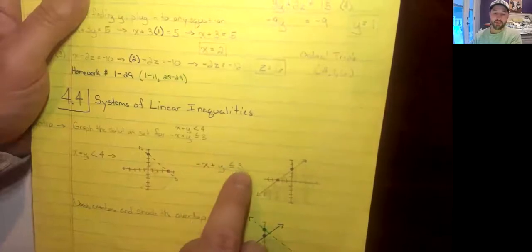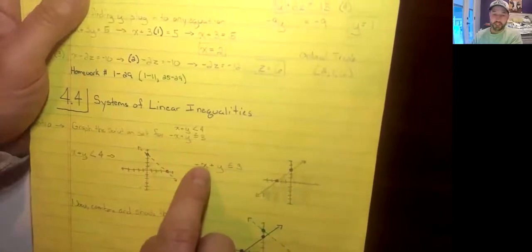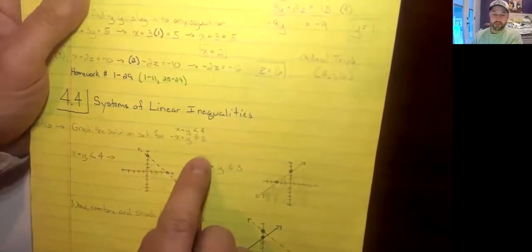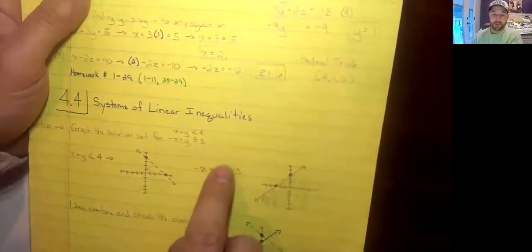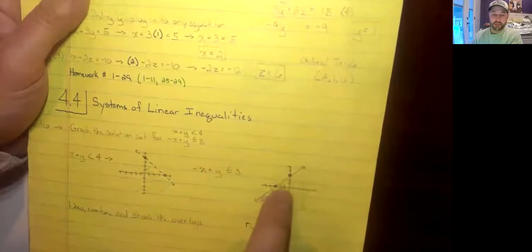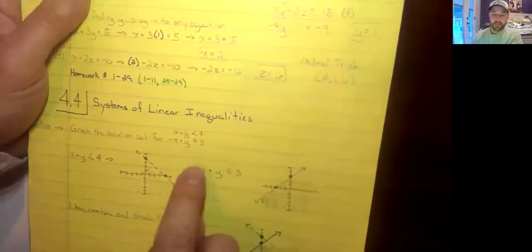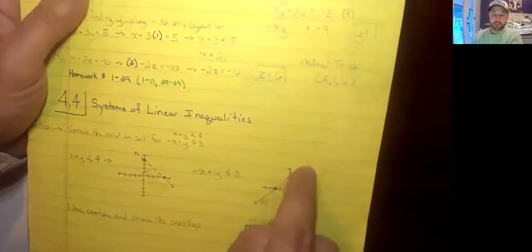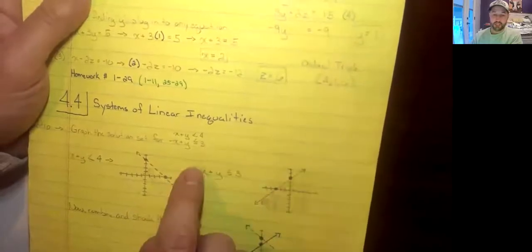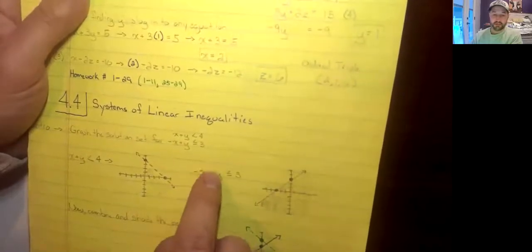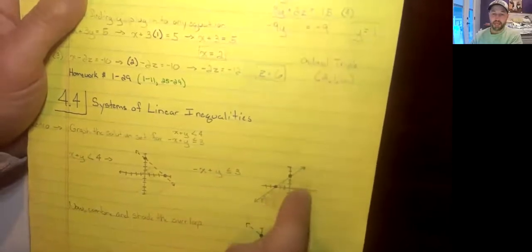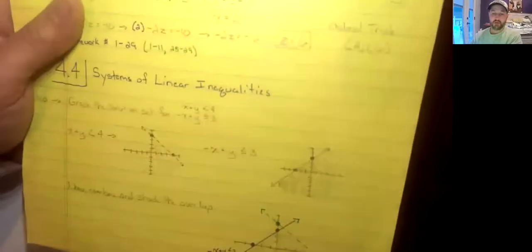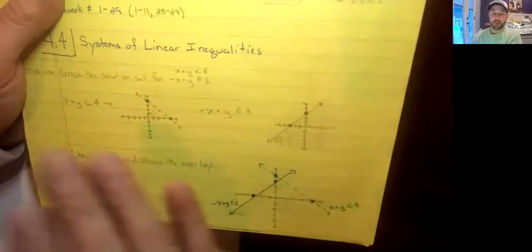Negative x plus y less than or equal to 3. So just plug in points. If x is 0, y is 3. So 0, 3, there's the y-intercept. If y is 0, x is negative 3. Negative 3, there's the intercept, included. So boom, solid line. Put in your test point, 0, 0. 0 is less than 3, true. Shade that.